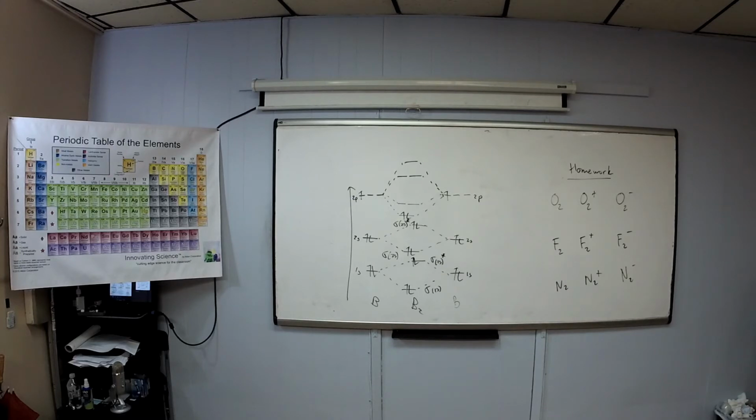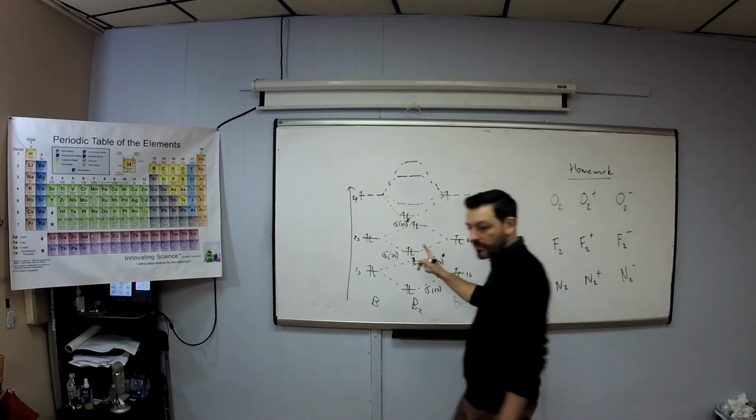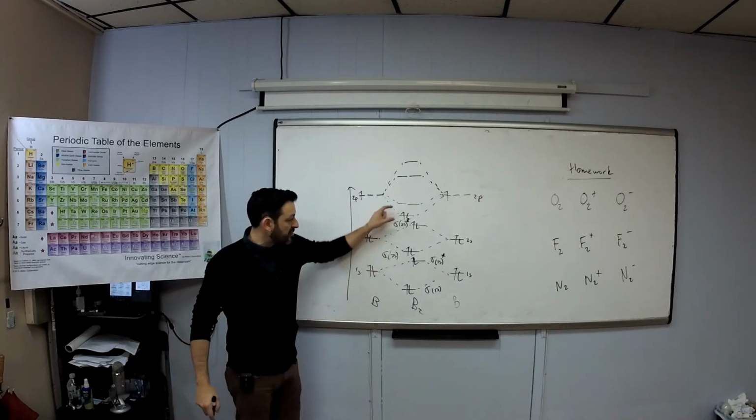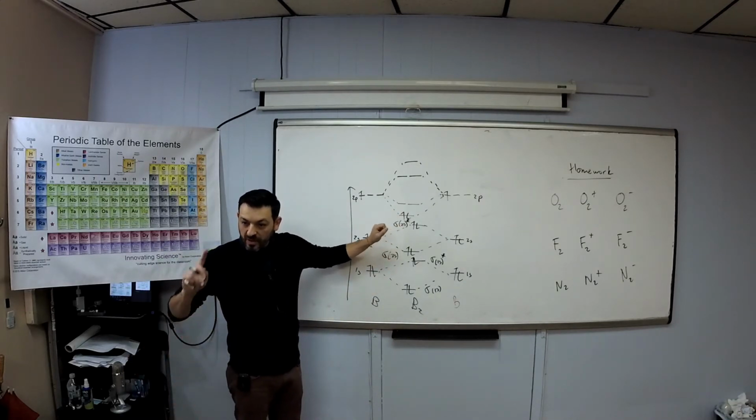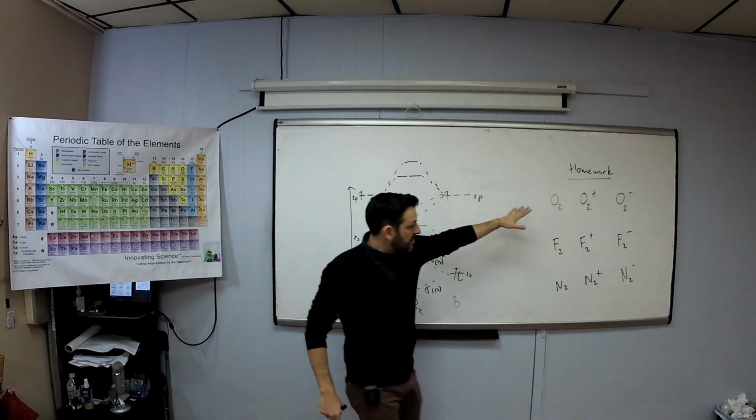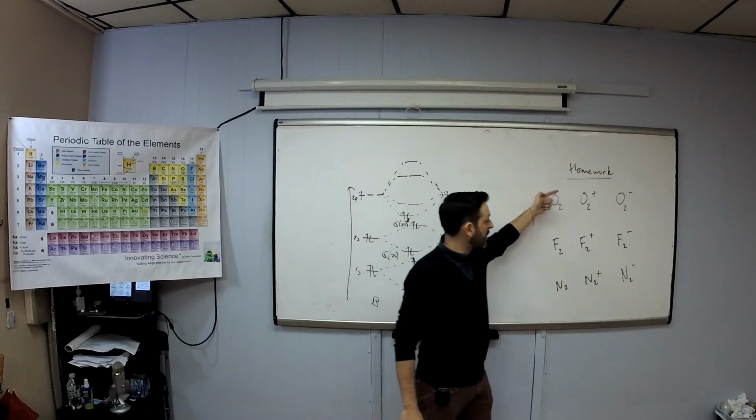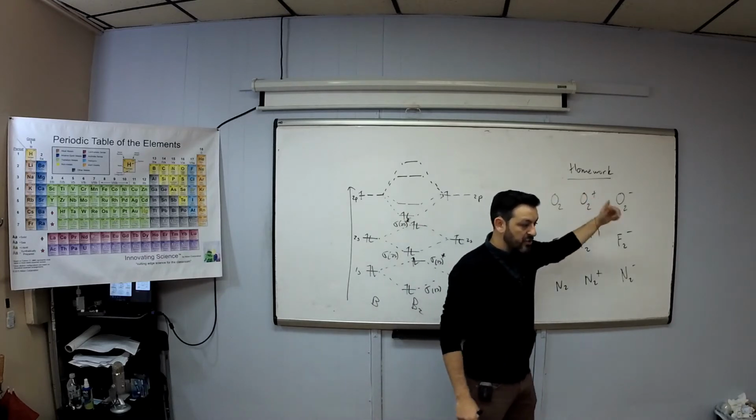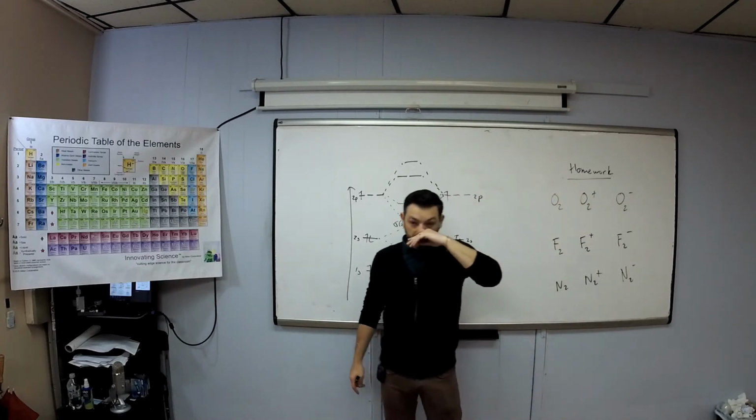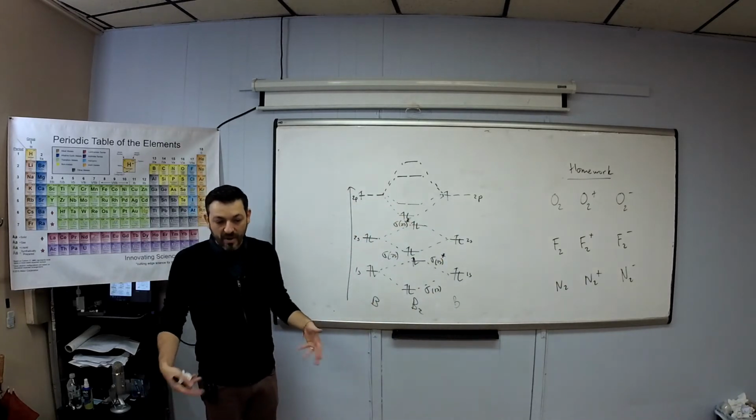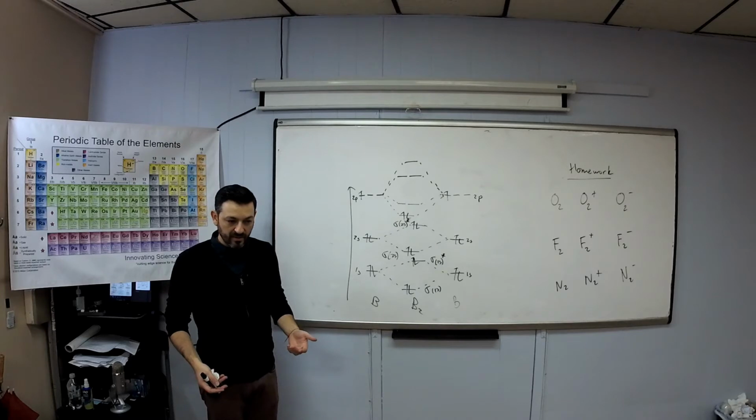For homework, don't shortcut this. See what I did over here was a shortcut? I said, oh look, B2 plus, we're just removing an electron from here. Don't do that. For this, draw the entire molecular orbital distribution of O2, then draw another picture for O2 plus, because after you do nine of these pictures, it'll just burn into your brain how to draw this. And that's what we want to do. We don't have enough practice to just burn it into our brain.